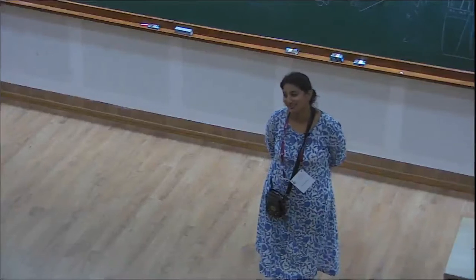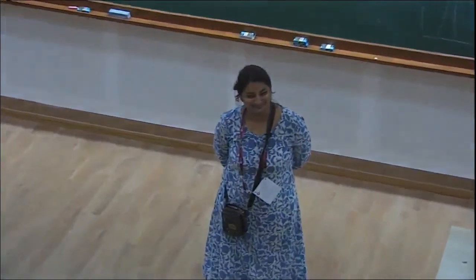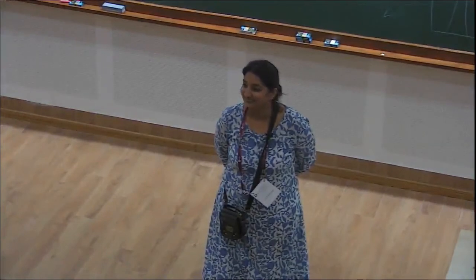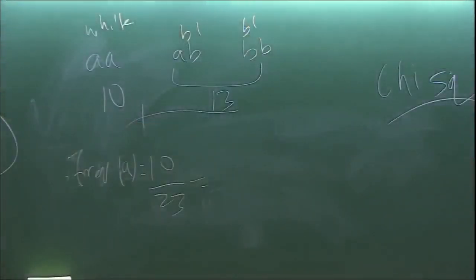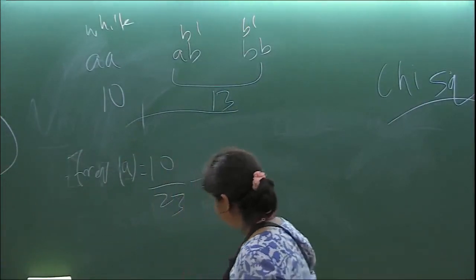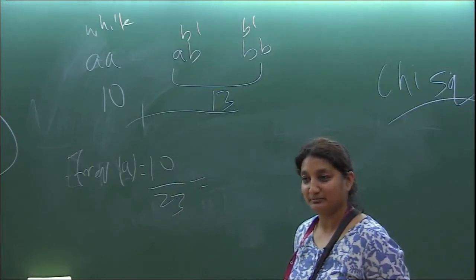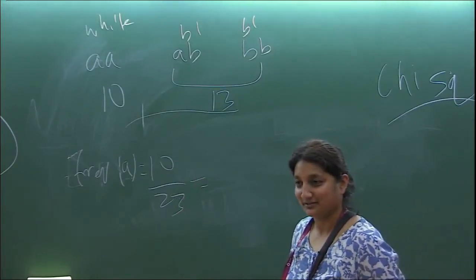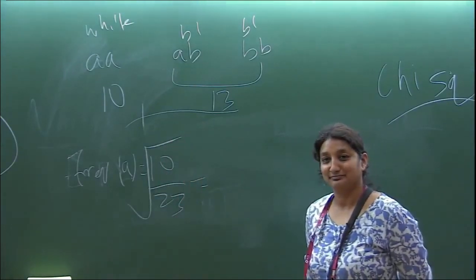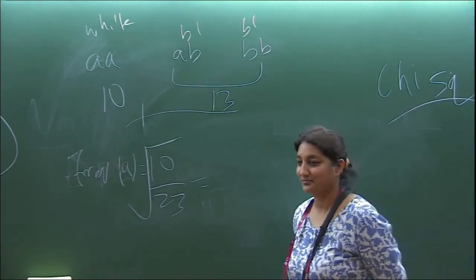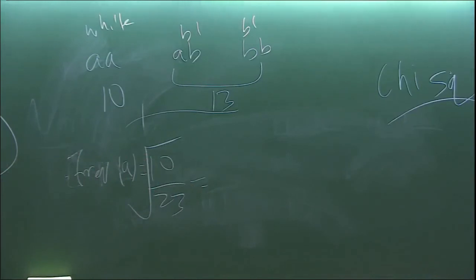So then what do you do? We know that if the frequency of white is P, then the frequency of the white genotype AA has to be P square. So we have that P square is 10 by 23. So we can get P. What is P, the frequency of A? Root of 10 by 23. What is root of 10 by 23? No scientific calculators. 0.2? Fine, 0.2.